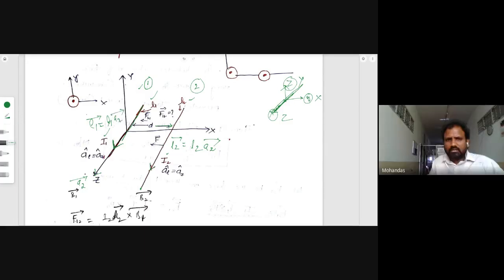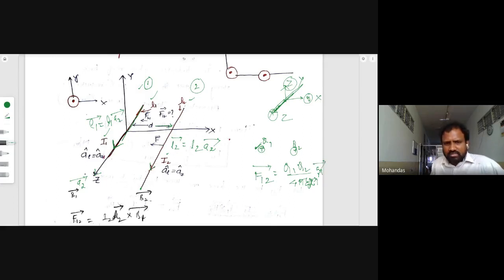Z unit vector. Now here, what I want to calculate is, like charges in Coulomb's law, if you take Q1 and Q2 charges, the force due to Q1 on charge 2 is called F12 force. What is that force? Q1 Q2 by 4 pi epsilon naught R square in the direction of AR. There is a comparison here.